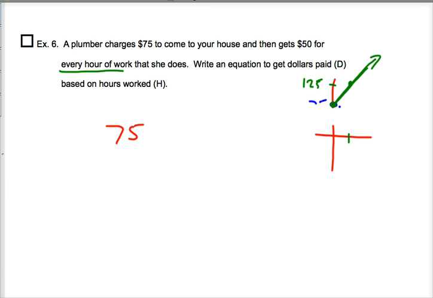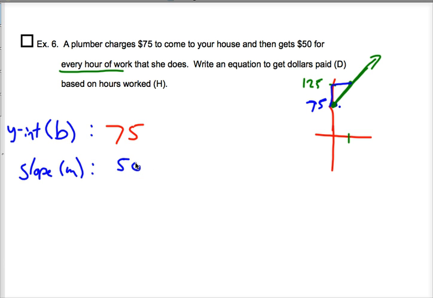That means that my domain would actually start at 0. I would start at 0 and move up. Okay? My range starts at 75 and moves up. If you want them to move in with you and keep working on your plumbing, they can make an infinite amount of money. Well, as long as everybody's alive. So, what I have here given you is a slope, up 50, one right. So 75 was your y-intercept. That's the starting amount. The slope was also given to you. That's 50, or 50 over 1.